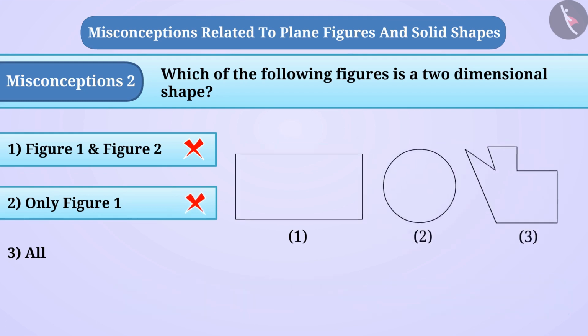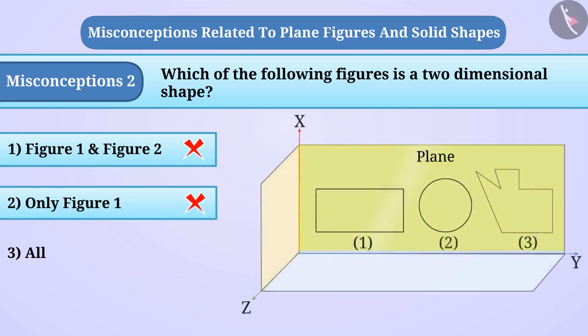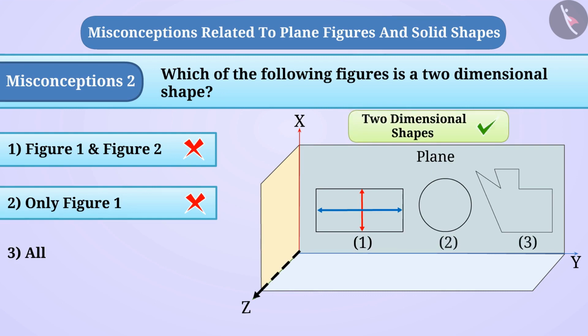Here, each figure is situated in one plane. Neither of these shapes occupies any space in more than one plane, nor does it have any third dimension. So, all these shapes are two-dimensional. Hence, option 3 is the correct answer.